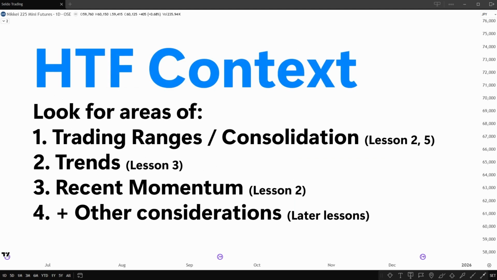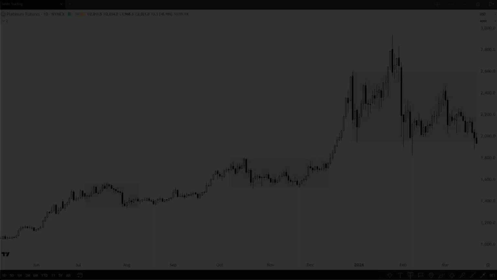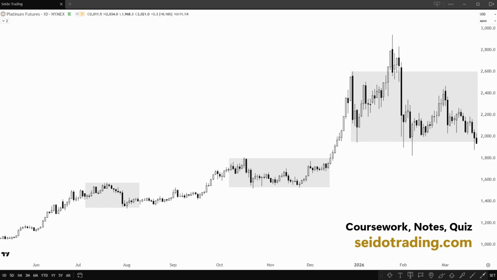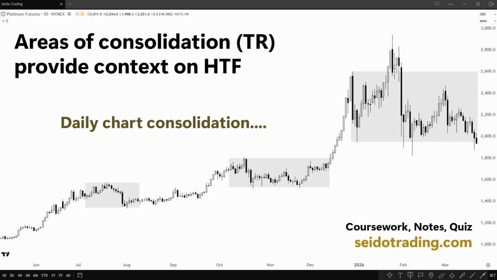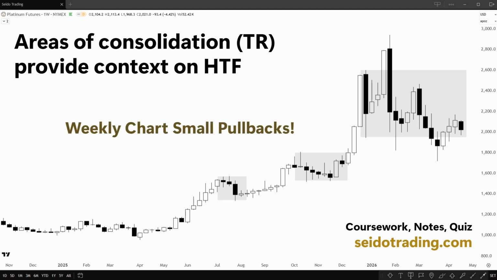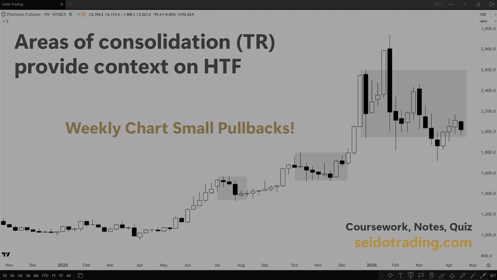What you're looking for are the identifiers of momentum, consolidation, and trading range price action. These are the fundamentals we built from lessons 1 and 2 and are your base for contextual understanding. This is where traders who have done the coursework will begin to see the rewards. If you've completed the lesson 5 coursework, you would have already started doing this. The consolidation patterns you were asked to look at from the higher time frame perspective, that was higher time frame context building. You were reading the higher time frame before this lesson gave it a name.